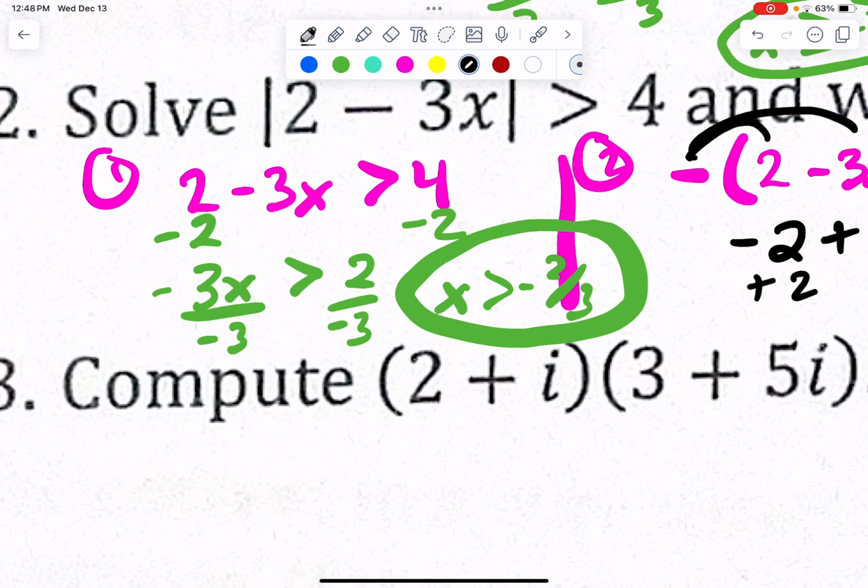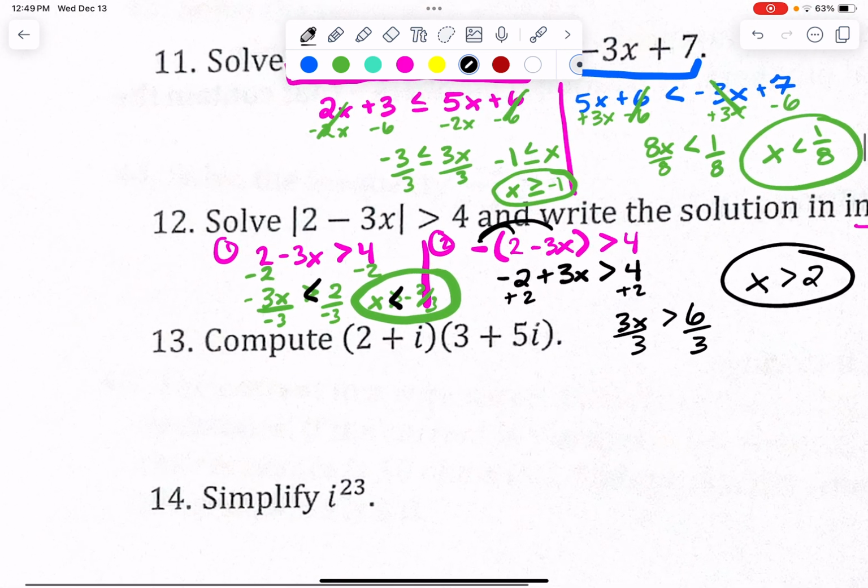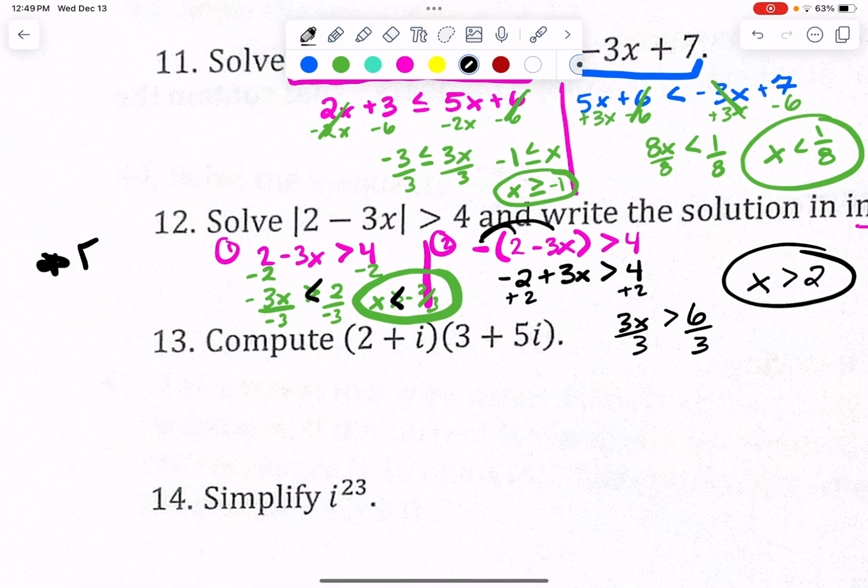I didn't flip my sign when I divided by a negative. It's got to go this way. Right? My signs were going the same direction, and that is not true. So, flip the sign when you multiply or divide by a negative. Okay, I caught myself.